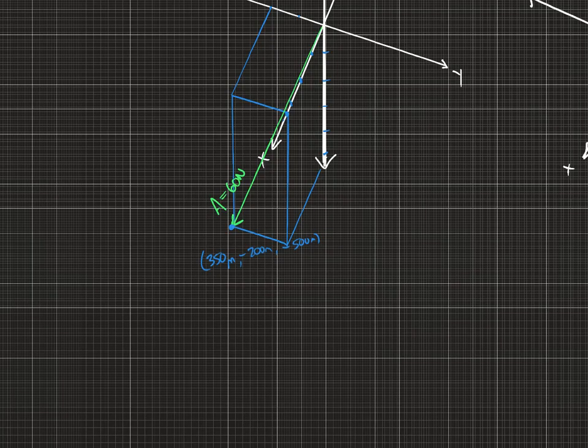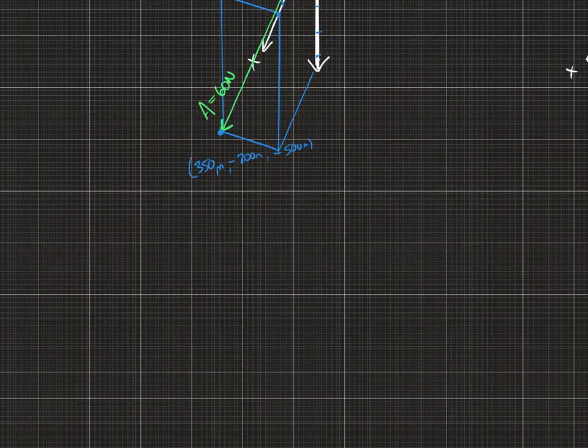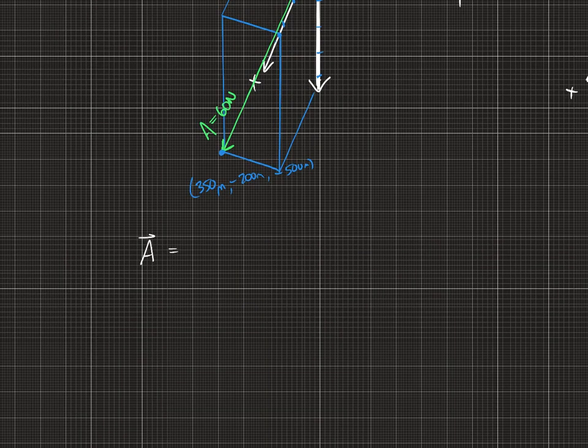Nobody likes that. So what we would do here is say vector A, and let's go back to white, since white stands out best here. A equals. In the x direction, we went from 0 to 350, so we're going 350 meters in the i direction. Then in the j direction, I'm going to go negative 200 meters, right?